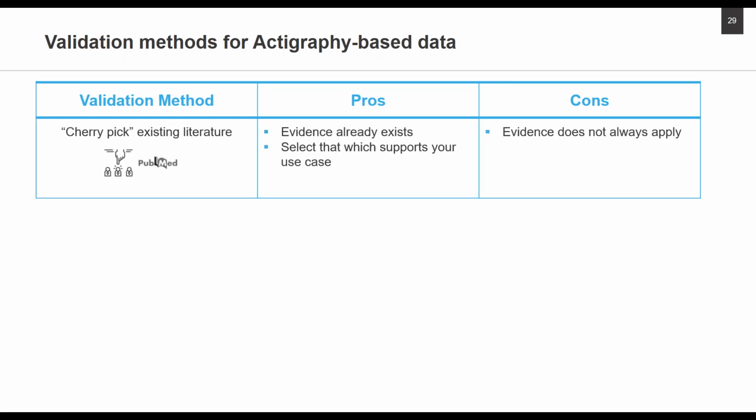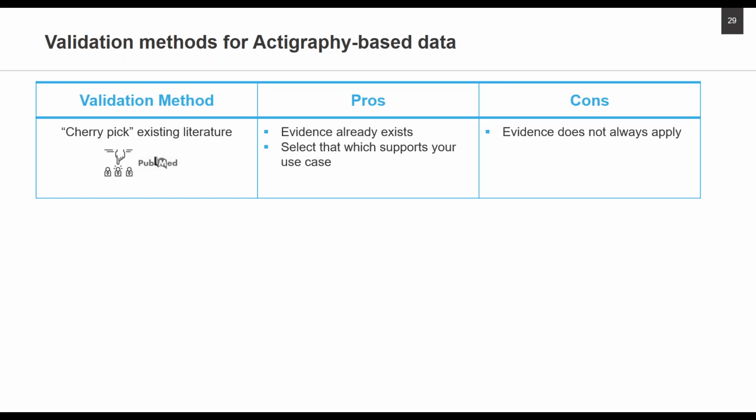One of the first ways that we see that happening is that they'll go through and cherry pick some existing literature. So Actigraph has been involved, as I said, in over 100 therapeutic areas, different research studies around those therapeutic areas, and somewhere on the order of 3,500 peer-reviewed publications that reference different outcomes and different approaches to measuring that data.